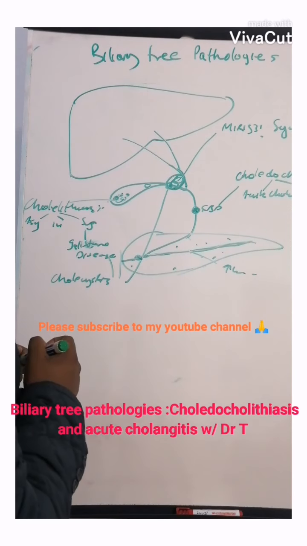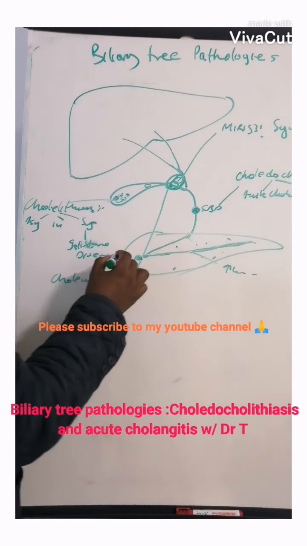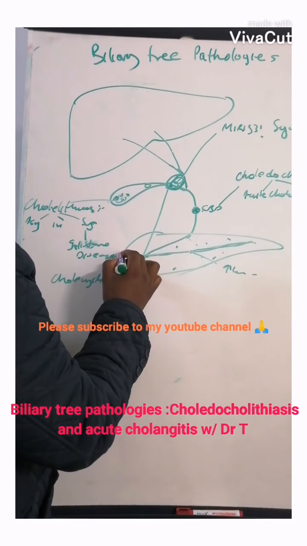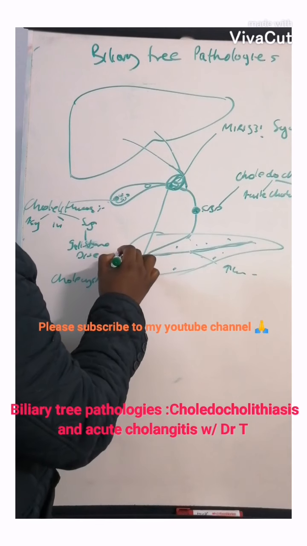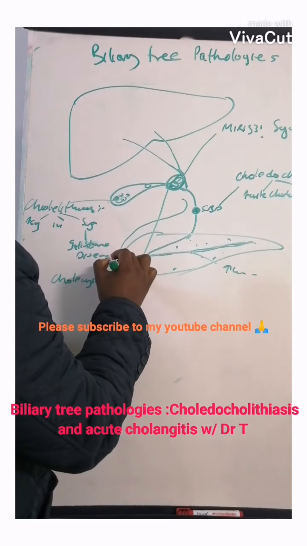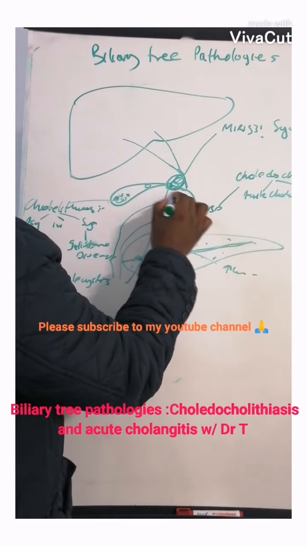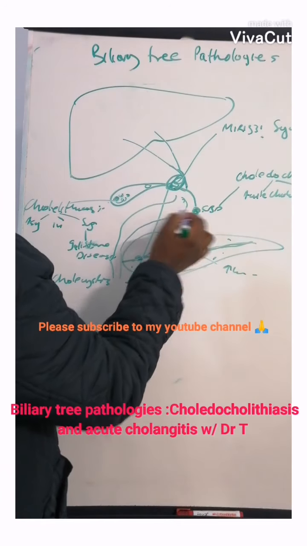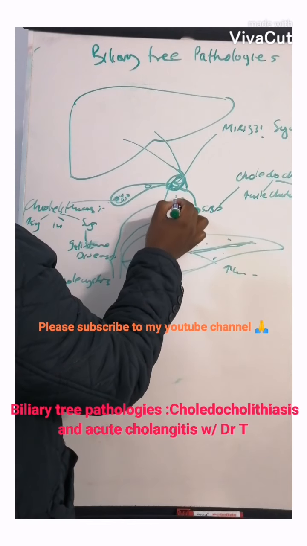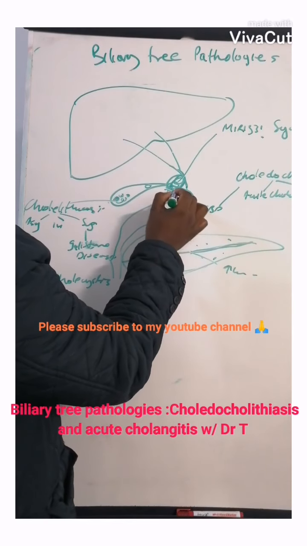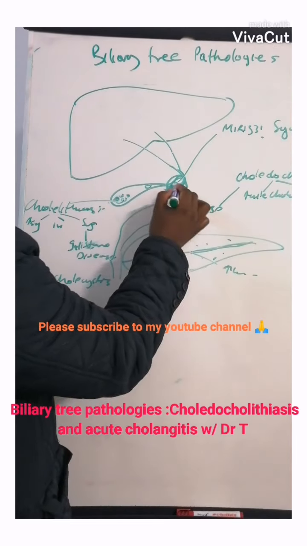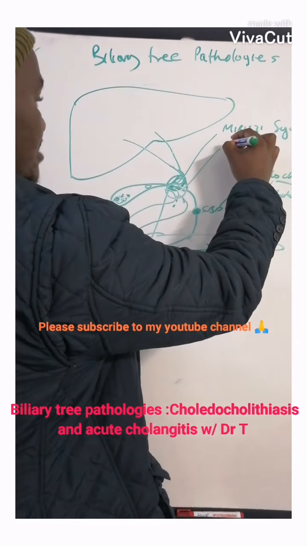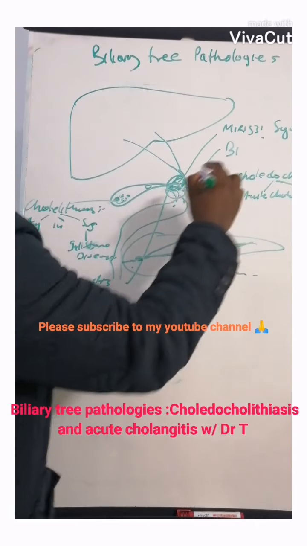Now, if you have a situation whereby this stone manages to, let's say we've got our small intestine like that. So if any of these stones, let's say this same stone, manages to get inside here through a fistula. This fistula is normally called a biliary enteric fistula.